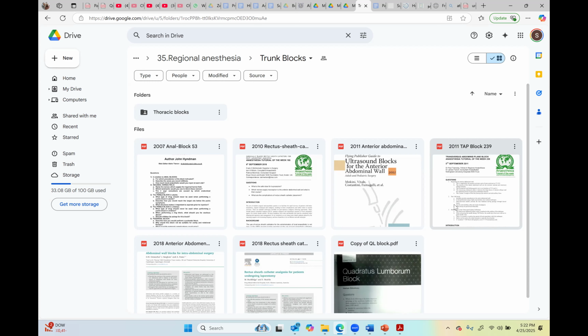Rectus sheath block is good for midline incision. Erector spinae block, the concept is that in the posterior spine there is a potential space where if you inject a high volume, it will block the nerves coming out. Practically, I have used erector spinae block very successfully, even for laparotomies. The only problem is that you need to put the patient in a lateral position.